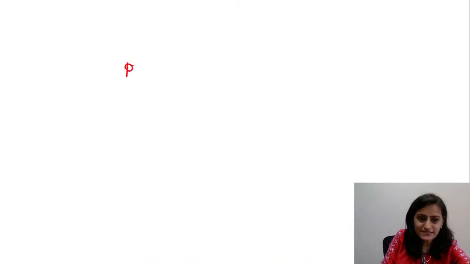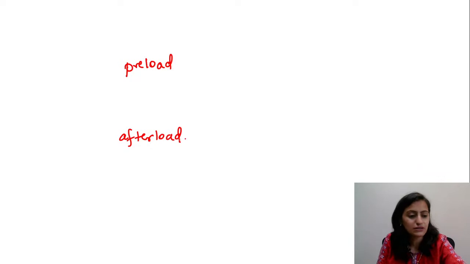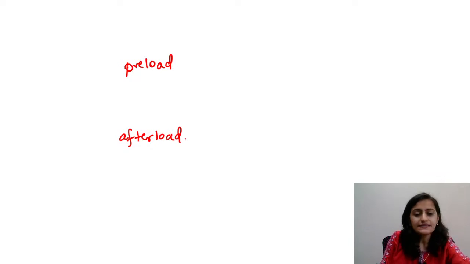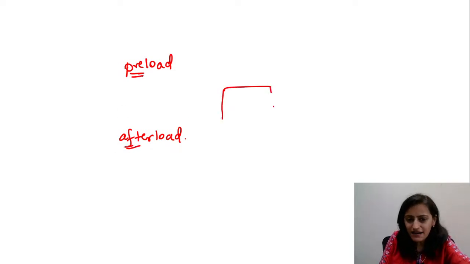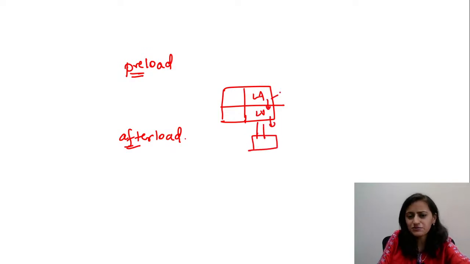For this, we need to understand the concept of what preload and afterload are. You can understand this with respect to the left ventricle. Remember the schematic diagram that we had in the day before yesterday's class. If this is the left atrium and the left ventricle, going into the aorta, these are the doors: the mitral valve and the aortic valve.